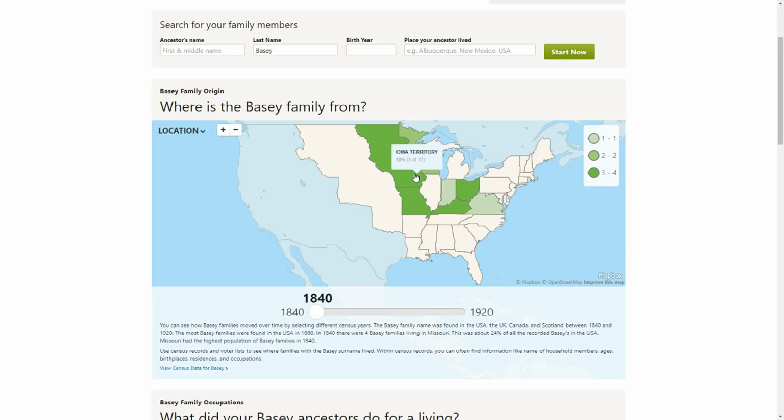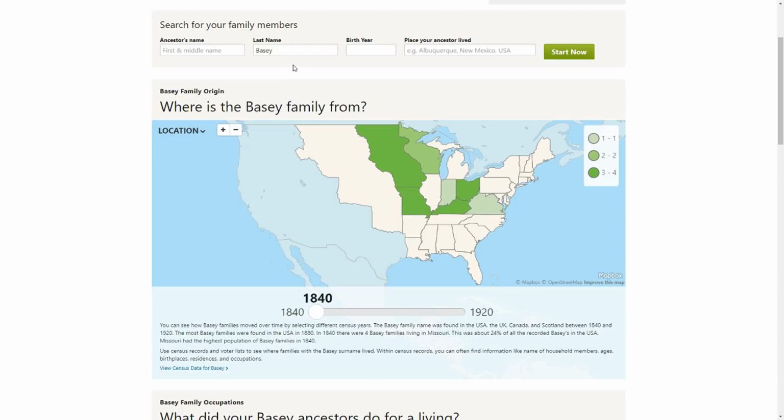So, how to use this? Well, now the Basie, if I hover over here, you can see 3 of 17. There were only 17 in the entire United States in 1840. And so you'd think it was pretty easy to find information on the family. Well, in truth, there was a name change from the spelling of B-A-S-Y-E to B-A-S-E-Y, and therefore it became very complicated to figure that information out.